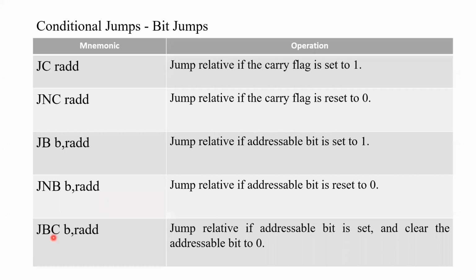Next, we have JBC B comma R address. What it does is jump relative if the addressable bit is set, and clear the addressable bit to 0. First, we will see whether the bit is set or not. If the bit is set, it will jump to the relative address, and it will also make sure that that bit is reset to 0.